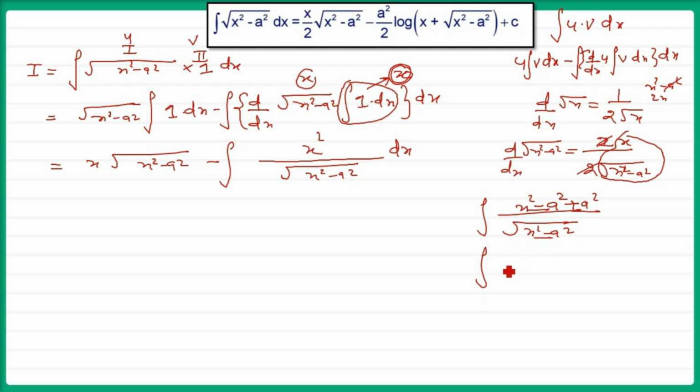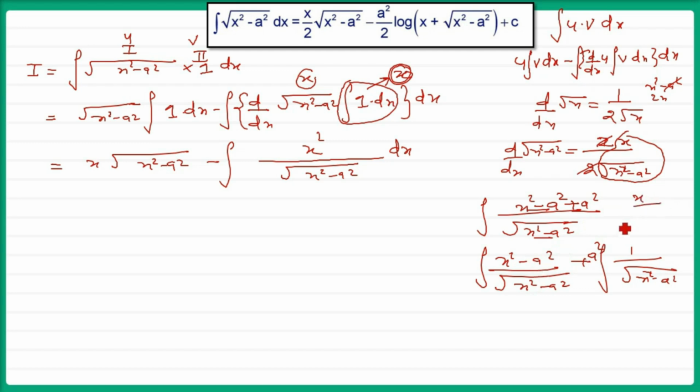X square minus a square divided by under root x square minus a square will be the first term, because we are separating these two terms. And then we have a square divided by under root x square minus a square. I am taking a square outside the integral sign, so 1 by under root x square minus a square remains inside.